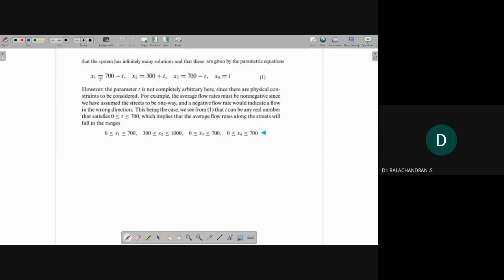Similarly, x1 and x3 are the same. So x3 also lies between 0 and 700. x4, just like t, is 0 to 700. So this is the final answer for part B.